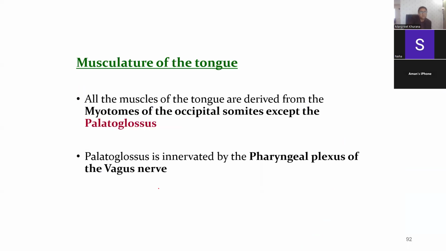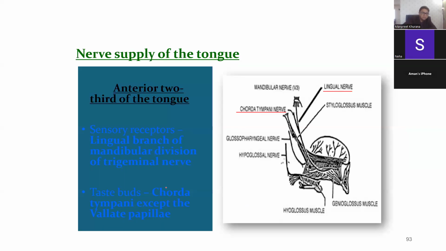Now, musculature of the tongue. All the muscles of the tongue are derived from myotomes of the occipital somites except palatoglossus. Palatoglossus is innervated by the pharyngeal plexus of the vagus nerve. Now, let's understand that all the muscles of the tongue are derived from myotomes of the occipital somites except palatoglossus. So one of the muscles is supplied by the vagus nerve. We'll see in detail. Just give me 1 minute, okay?